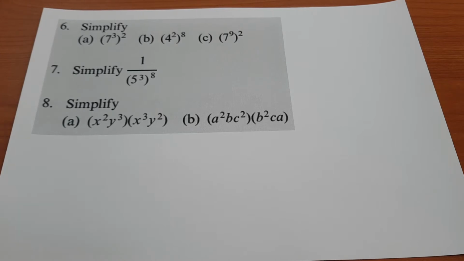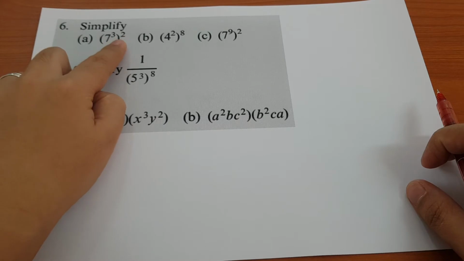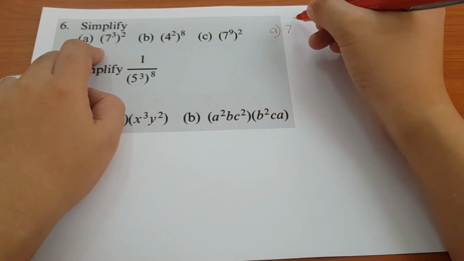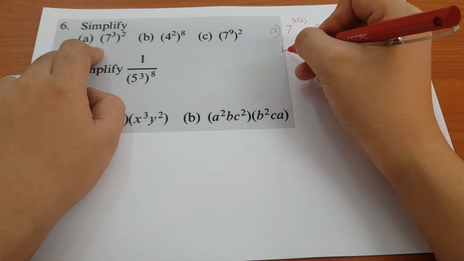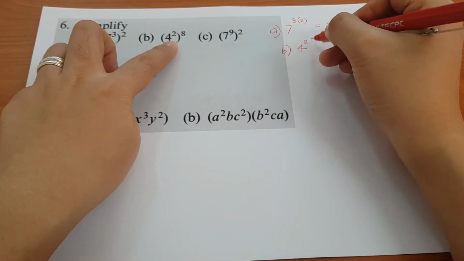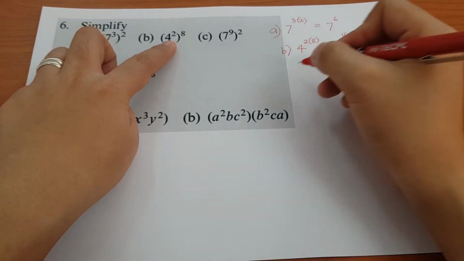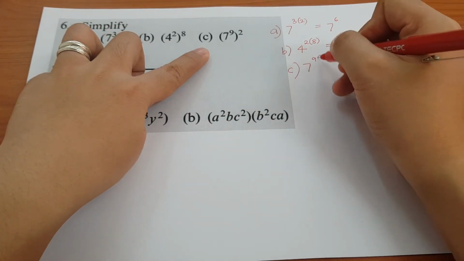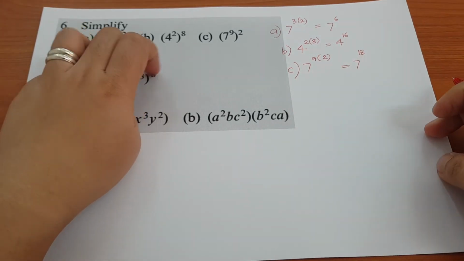Okay, let's continue with example number 6. Here you have a power raised to a power. The rule says if it is a power raised to a power, you multiply the powers. So 3 times 2 will give you power 6. For letter B, 2 times 8, it's 4 power 16. For letter C, 9 times 2, it's 7 power 18.